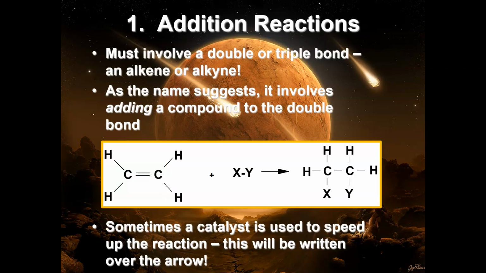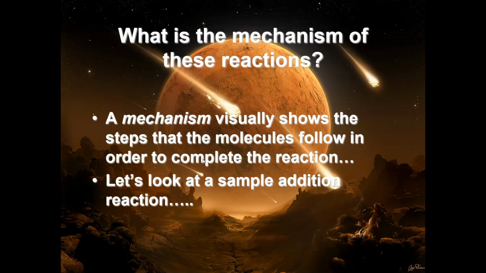So when we look at addition reactions, these must involve a double or a triple bond. They have to either have an alkene or an alkyne. As the name suggests, it involves adding a compound to that double bond. Sometimes we use a thing called a catalyst that's used to speed up the reaction, and this would be written over the arrow. So in these reactions, there's sometimes a mechanism. That mechanism would visually show you the steps the molecule follows in order for it to complete the reaction. So let's look at an example.